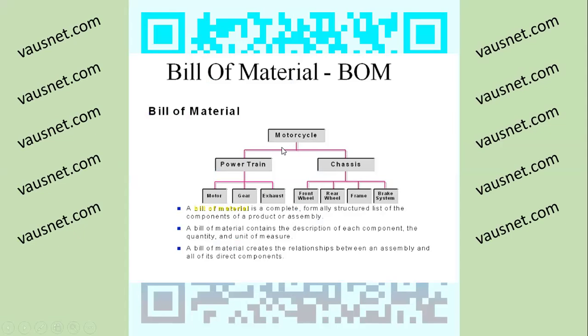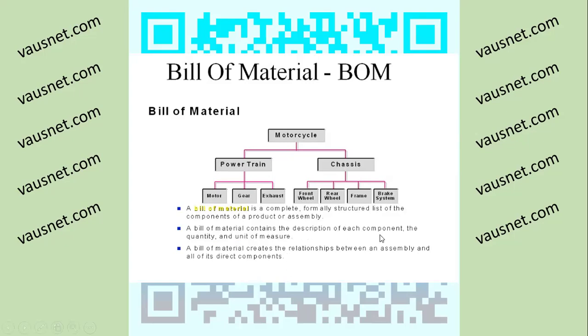For example, we have to assemble a motorcycle. So we will need details, components, elements. The motorcycle can be dissected into two areas. It will have two segments. One is the chassis and the other is the engine, the powertrain. The powertrain will be further distributed into areas like motor, gear, and exhaust, while the chassis will be further segmented into front wheel, rear wheel, frame, and brake systems.